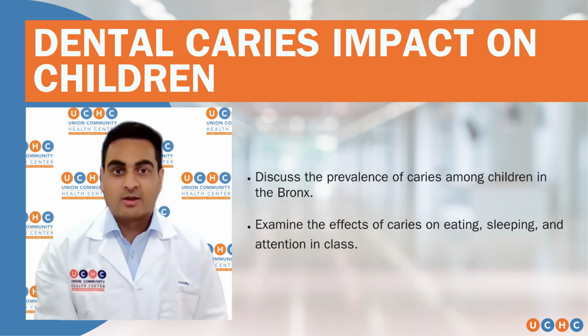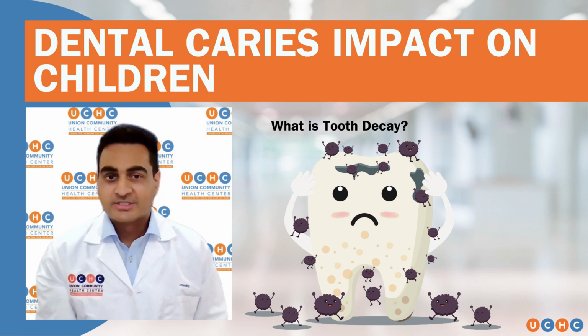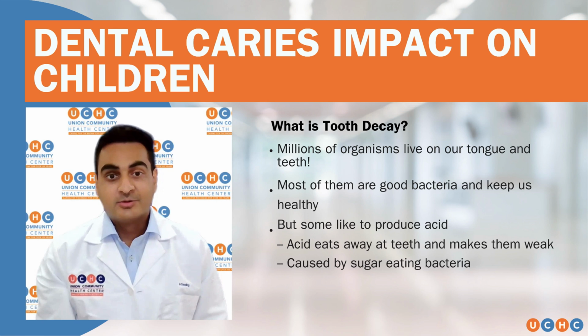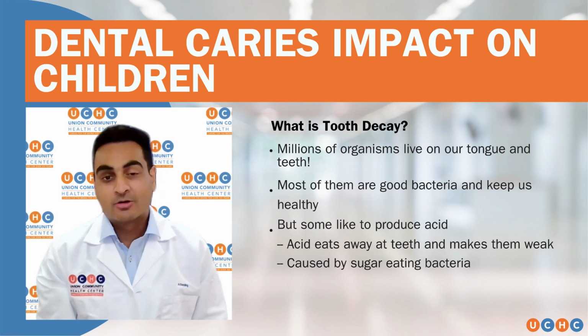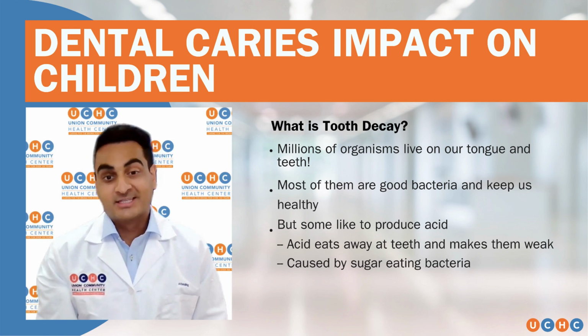So what are dental caries, or as we more commonly know it, tooth decay? It turns out that there are actually millions of organisms that live on our tongue and our teeth. These are really beneficial bacteria that help keep our immune system alive and running, but there are some bacteria that aren't as good, and these bacteria like to produce acid. And it's the acid that can eat away at the structure of a tooth, the outer layer of the tooth called enamel, and make it weak.